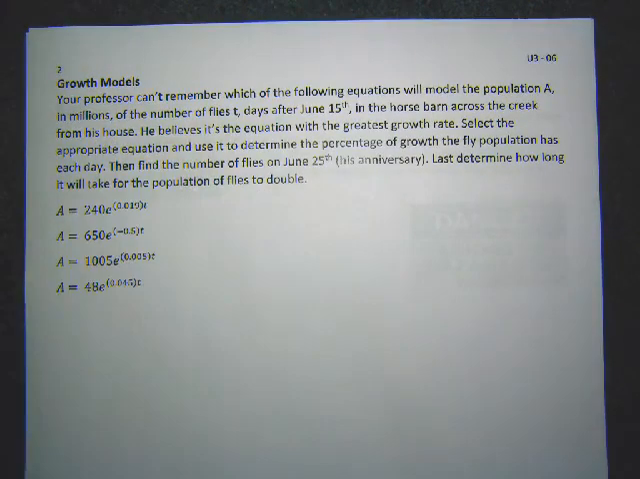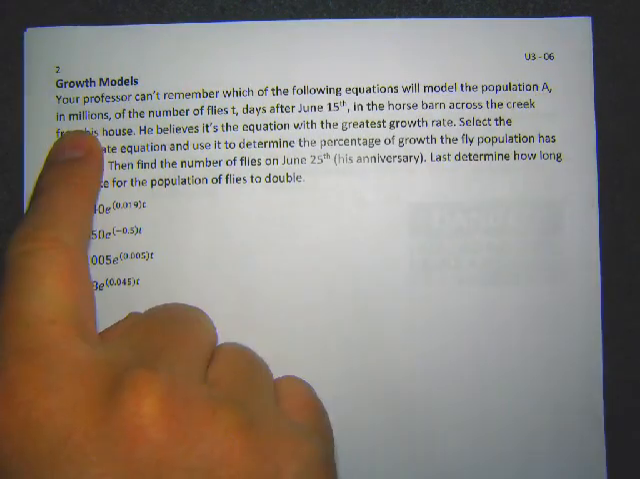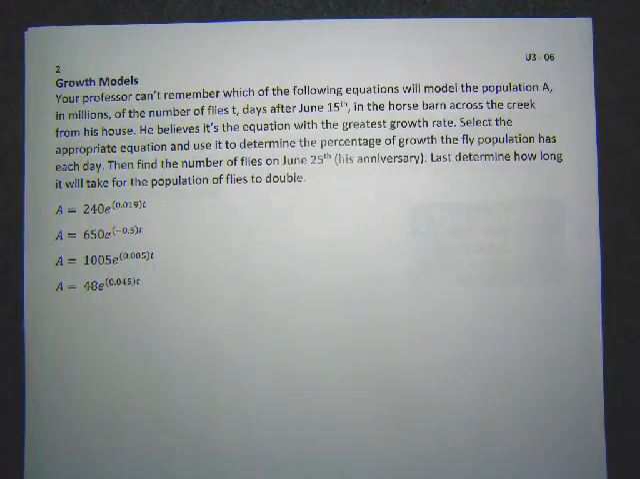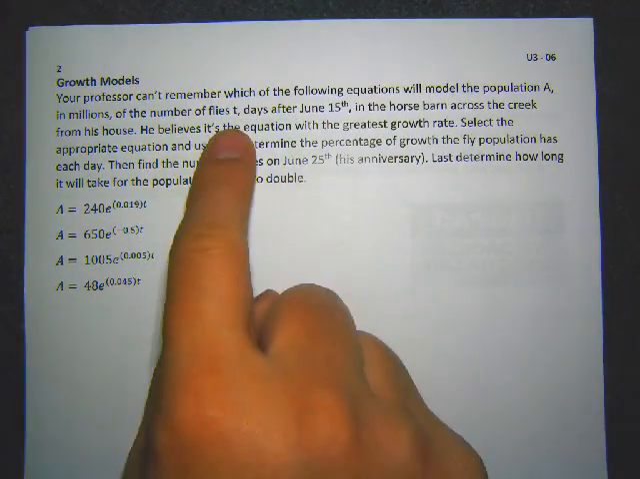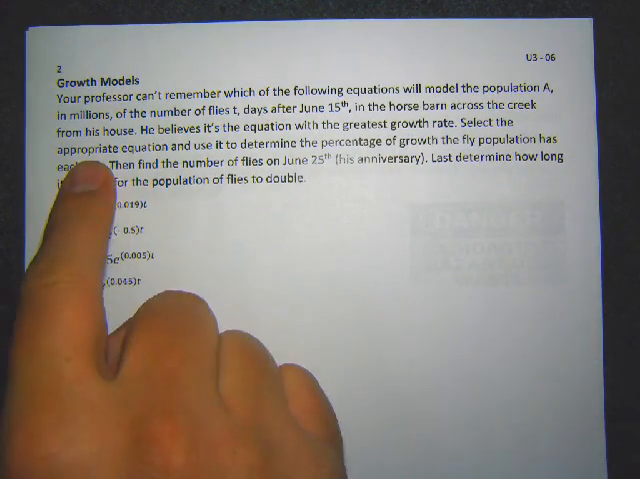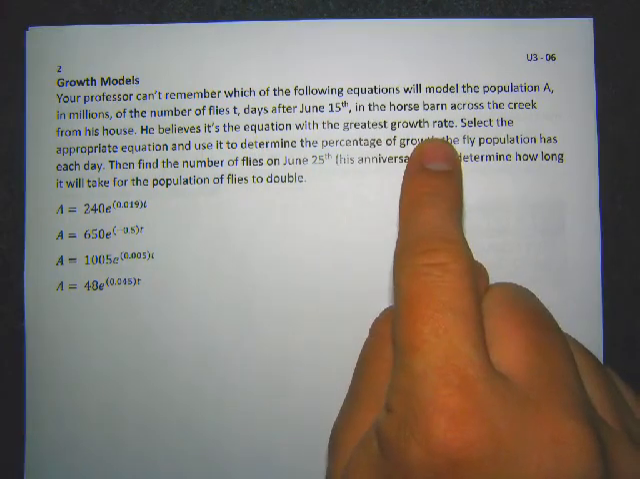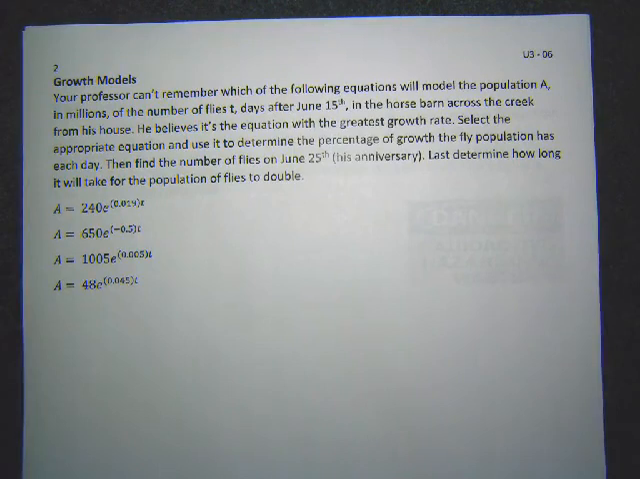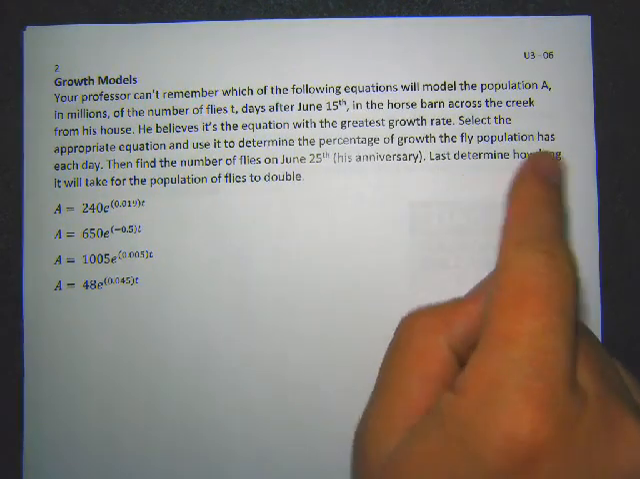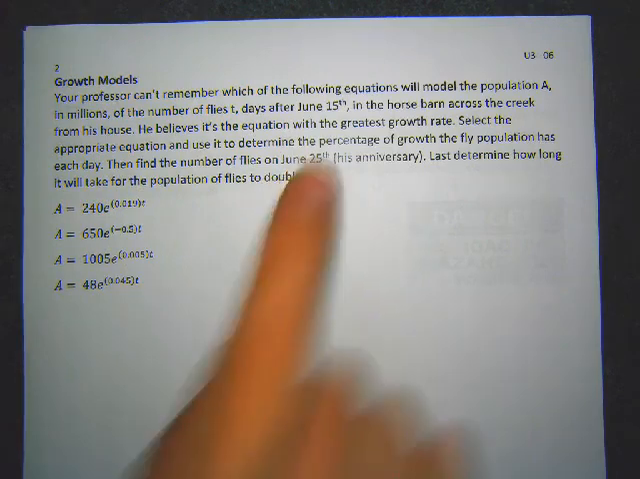So your professor can't remember which of the following equations will model the population A, in millions, so we're looking at the total population in millions of flies, t days after June 15th, where t is the days after June 15th, at the horse barn across the creek from his house. One of the 3. There are 3 of them over there. He believes it's the equation with the greatest growth rate. There are a lot of flies, so I'm going to go with the biggest growth rate. Select the appropriate equation used to determine the percentage of growth the fly population has each day and find the number of flies on June 25th.